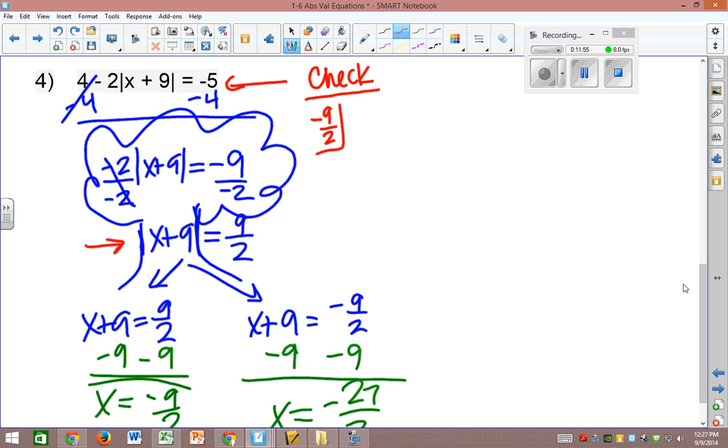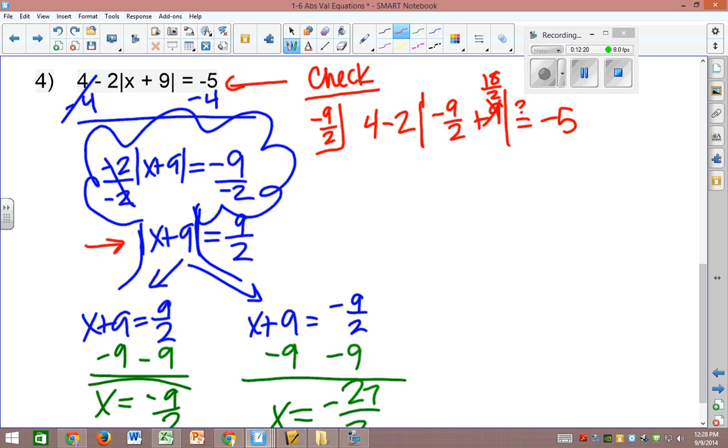4 minus 2 times the absolute value of x. We know x, let's plug it in. Negative 9 halves plus 9. And we want to know if it's equal to negative 5. So let's do the inside first. This is 18 halves. We've already done that twice.